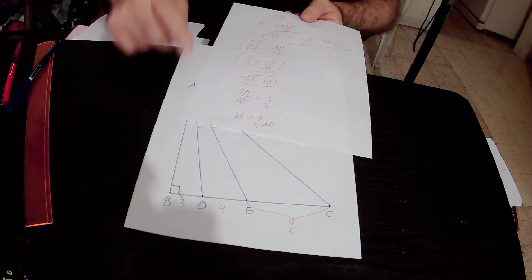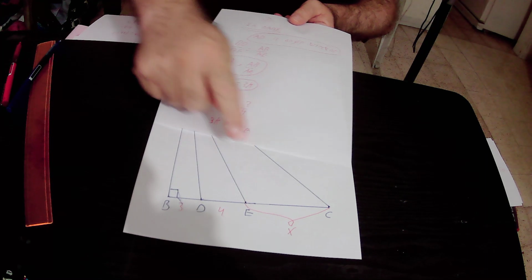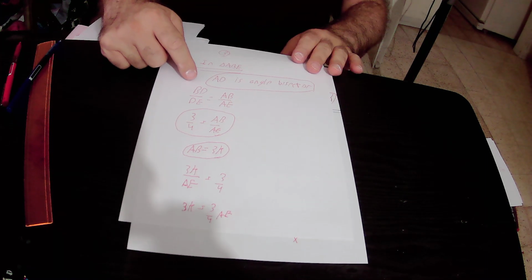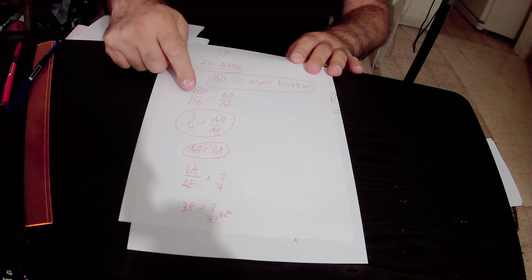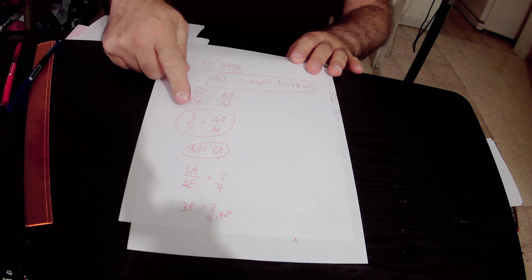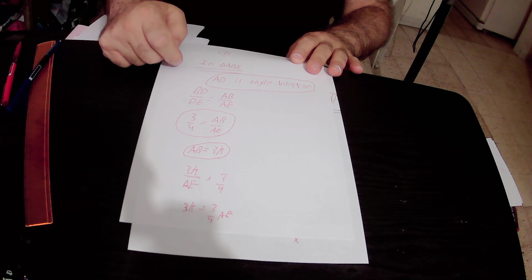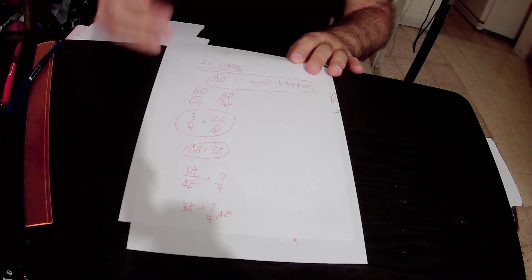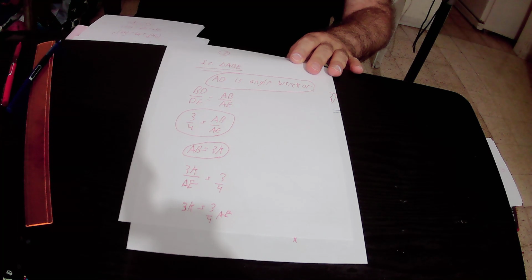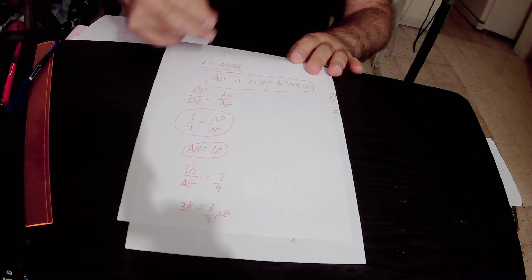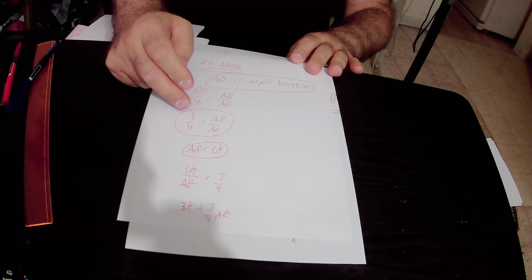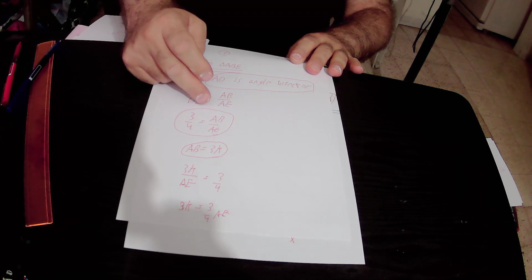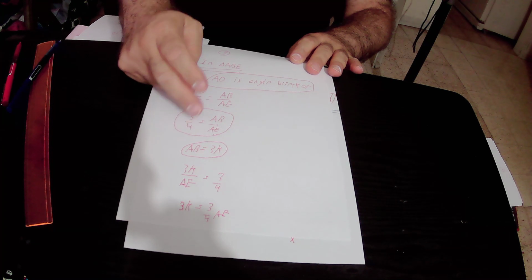But we know that BD equals 3 and DE equals 4. So we substituted BD by 3 and DE by 4, and we got that AB over AE equals 3 over 4. And then we defined AB as 3K. That is to say, AB equals 3K.